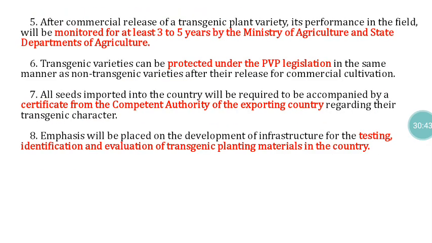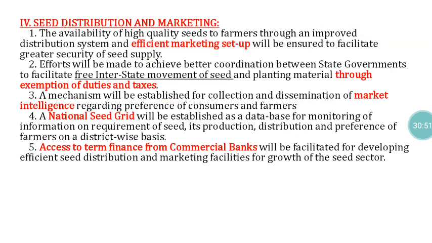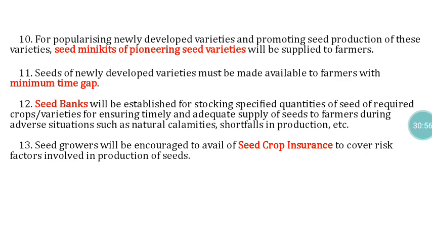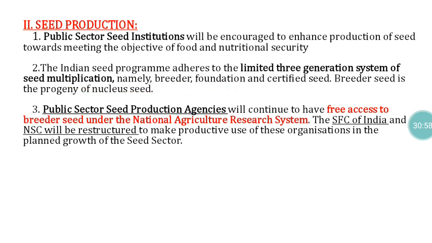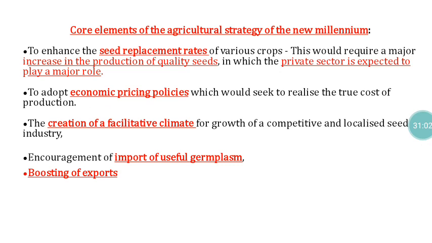The ultimate aim is production and supply of more quantity of material for the benefit of the farming community. In this way we are going to increase the SRR of our country. Once the SRR is increased, the production potential will automatically increase, so we can fulfill the food requirement and nutritional security of our country. With that we are completing the national seed policy 2002.